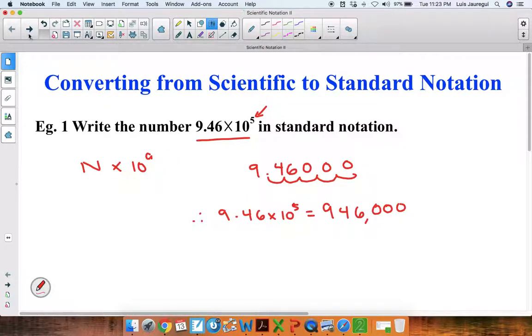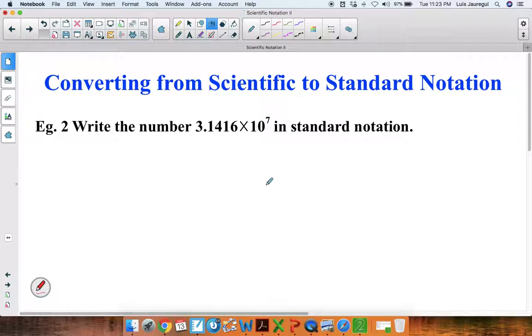Let's see a few more examples. Example 2. Write the number 3.1416 times 10 to the 7th in standard form. Again, let's pay close attention to the exponent. In this case, we have a positive exponent, so that means that this expression is greater than 1.